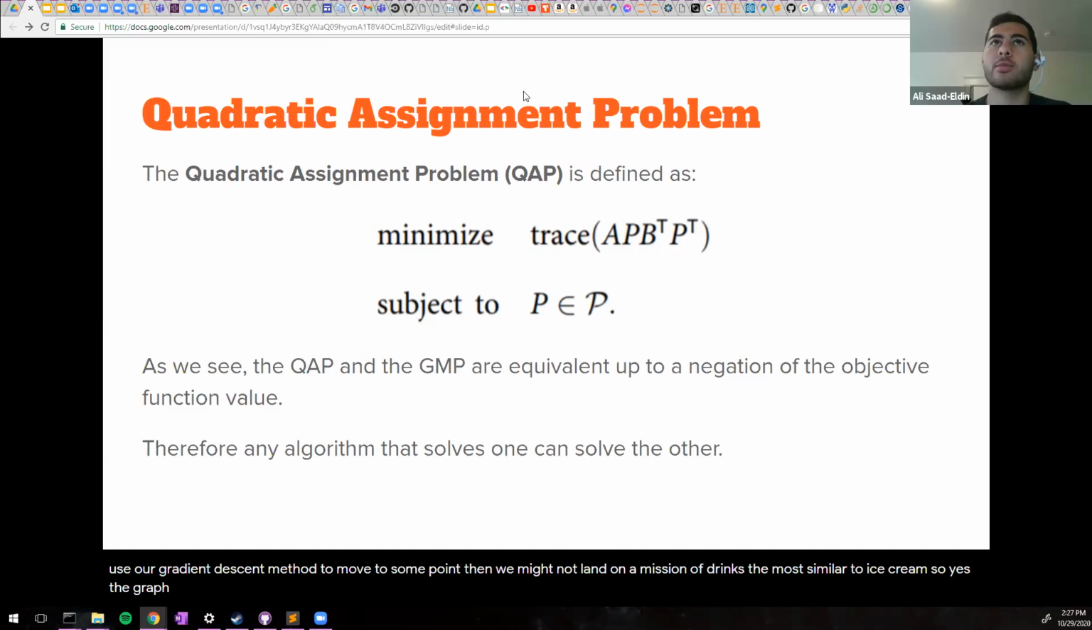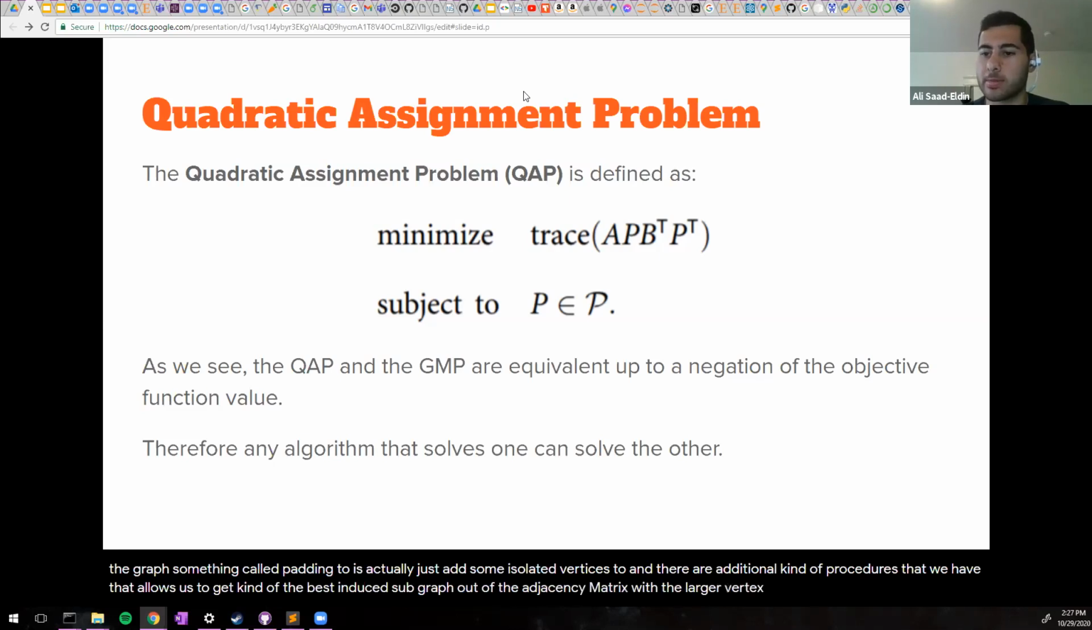Yeah, so having the vertex sets of the two adjacency matrices be the same size isn't necessarily a requirement, because we have something called padding. We essentially just add some isolated vertices to the smaller vertex set. And there are additional procedures that allow us to get the best induced subgraph out of the adjacency matrix with the larger vertex set.